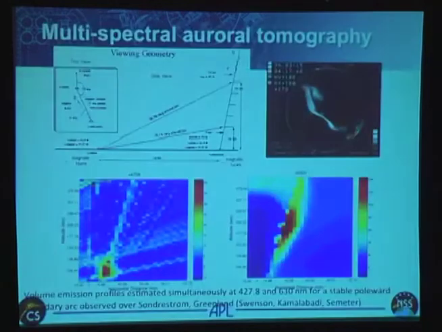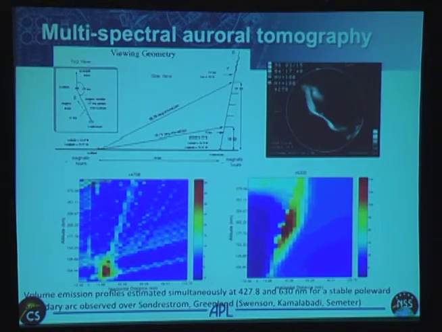If you go back, one of the earlier things that was done was 2 or 3 receivers on the ground using 427 angstroms and 6300 angstroms, 630 nanometers, and using the cross information from that to recover the two-dimensional structures in auroral latitudes. And here's the 4700 and here's the 6300 imaging, and you can see the altitudes here from about 100 to 270 kilometers or so, and then the horizontal distance and recovering those emission profiles.